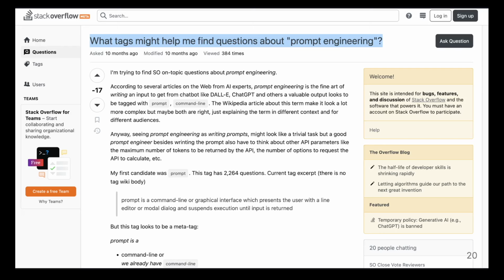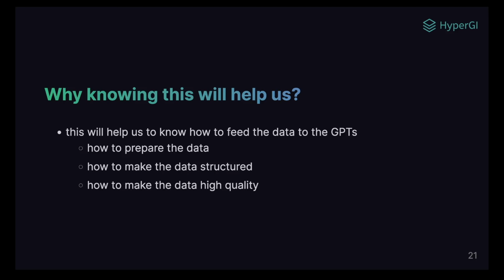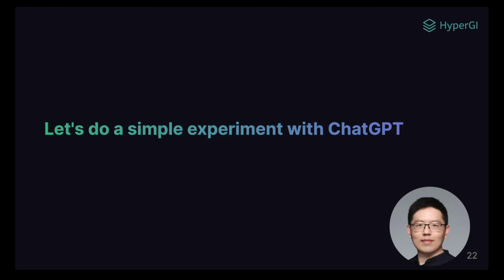But why will knowing this help us? Because we can use this understanding to build agents that work efficiently with the model if we understand the underlying data structure a little bit better. With this information in mind, you will know how to prepare the data, how to make the data structured, and how to make the data higher quality.